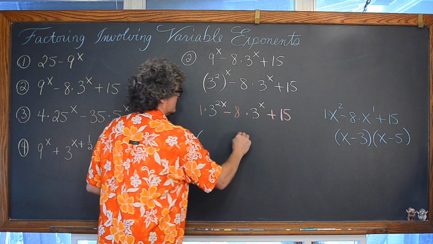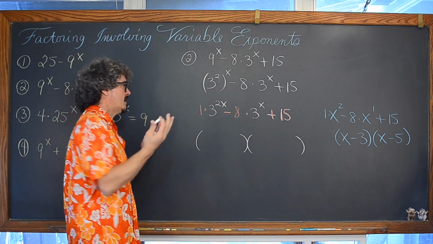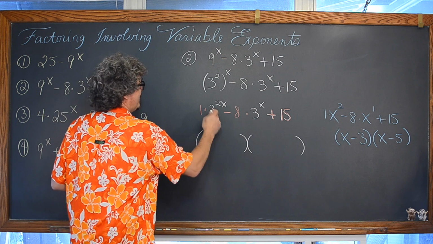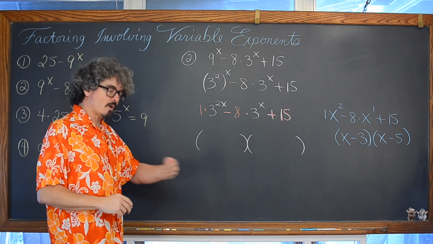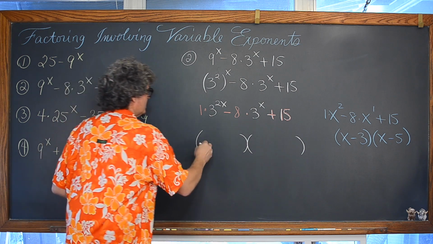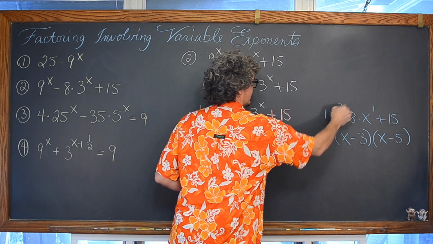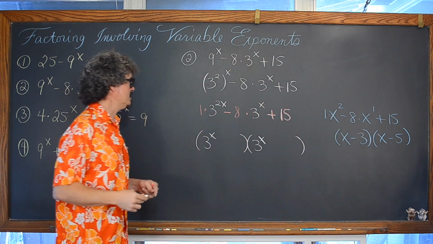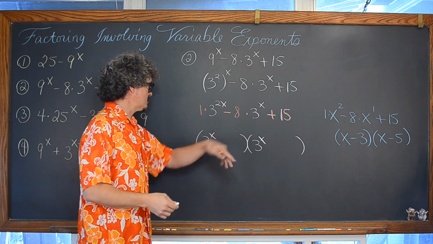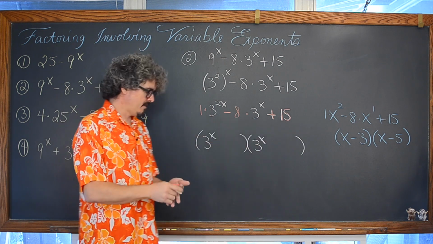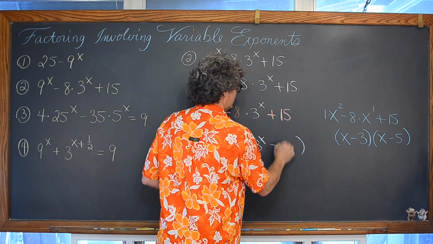Well, we're going to set up our two binomials, quote unquote. The square root of 3 to the 2x is going to be 3 to the x power, just like the square root of x squared is equal to x, written twice. Factors of 1, coefficient of 1, are just 1 and 1, so whatever. And we have the 15 coming up as, again, negative 3 and negative 5.